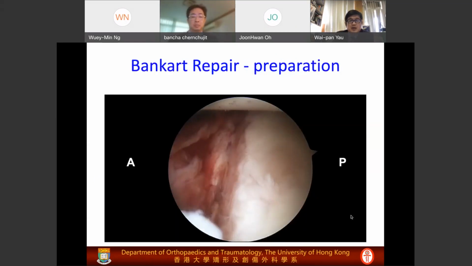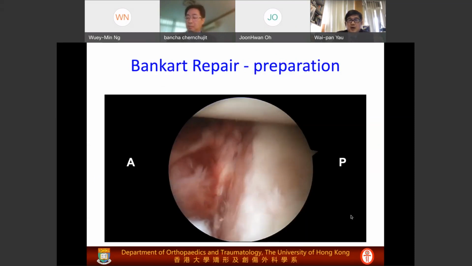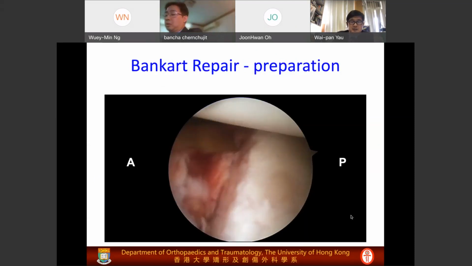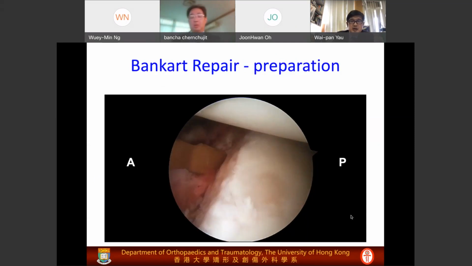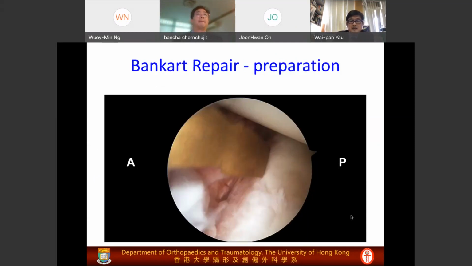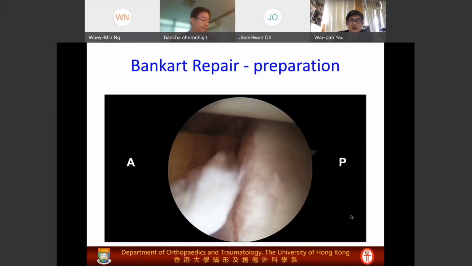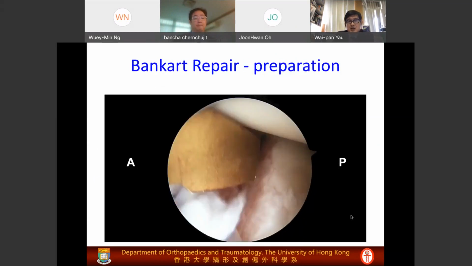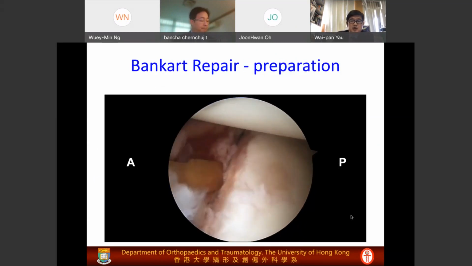And this is how I do a Bankart repair. First, I will prepare it. You can see that this is a typical recurrent shoulder dislocation with loss of the bone of the anterior inferior aspect of the glenoid, and the Bankart lesion has healed in the neck instead of the usual position.